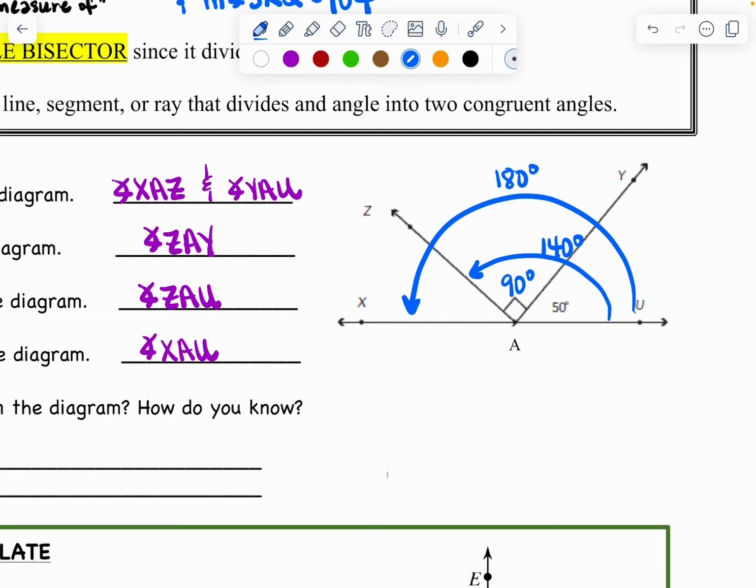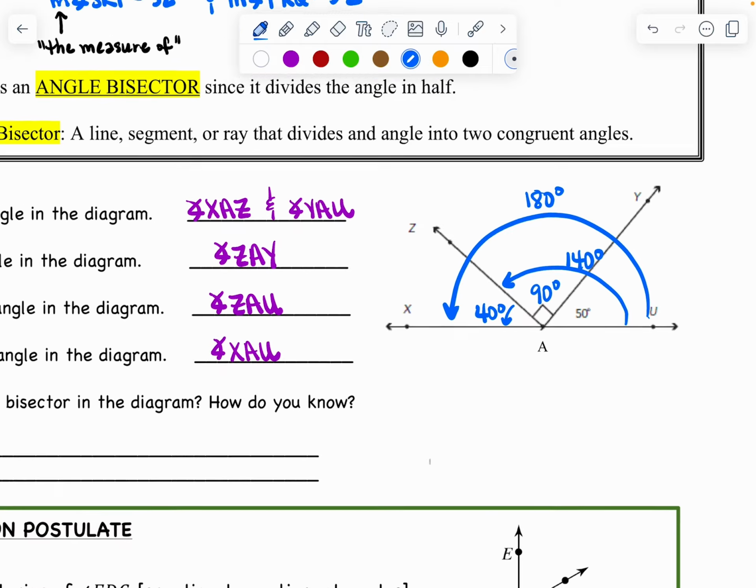So we could just use basic arithmetic, right? If I already know 140 degrees is taken up and the whole straight angle is 180 degrees, then that automatically means this guy right here is 40 degrees, which of course proves it's acute, right? All of our answers add up to 180, so we're good.